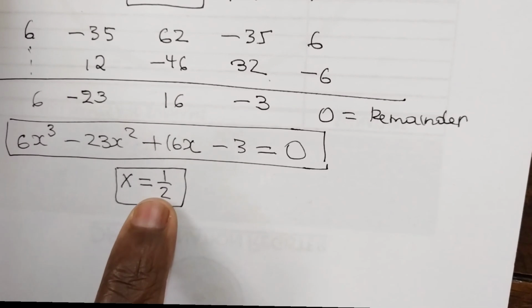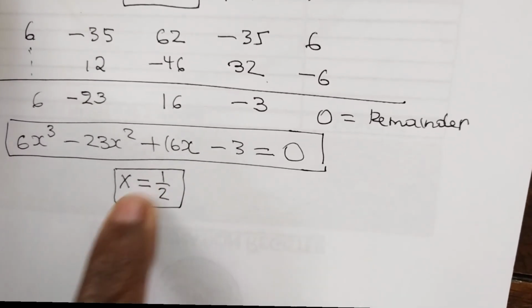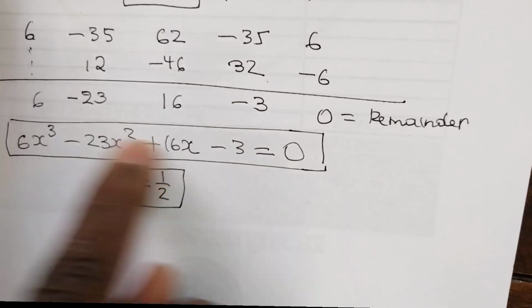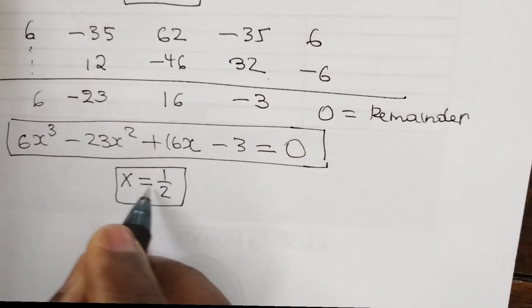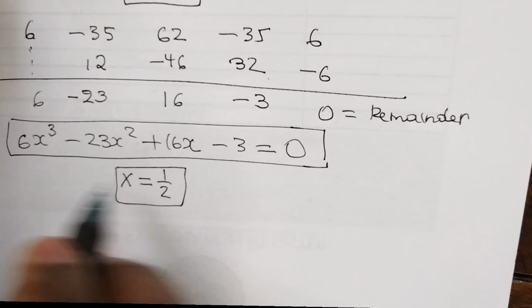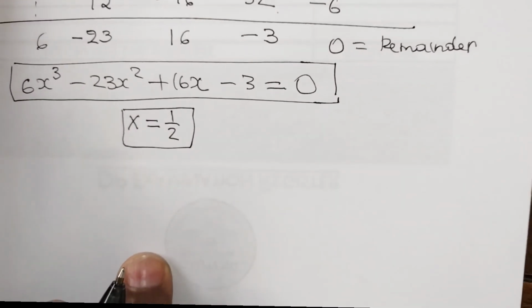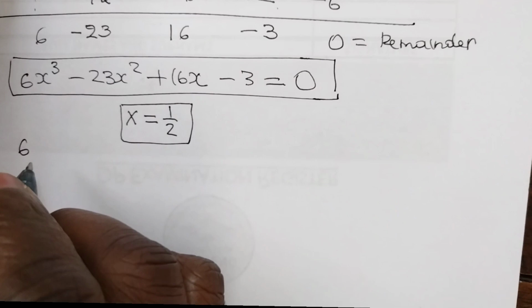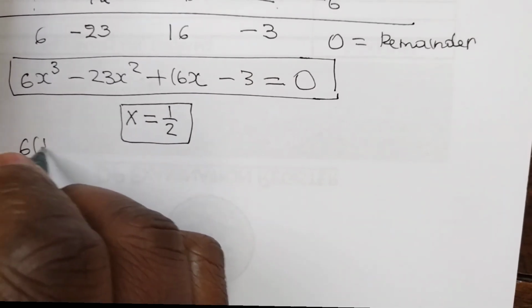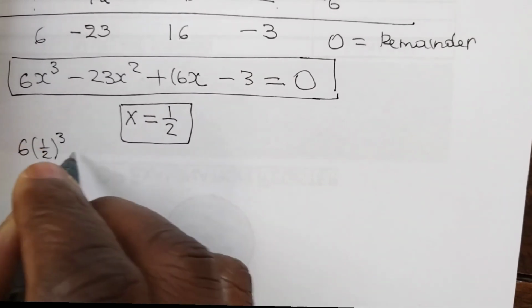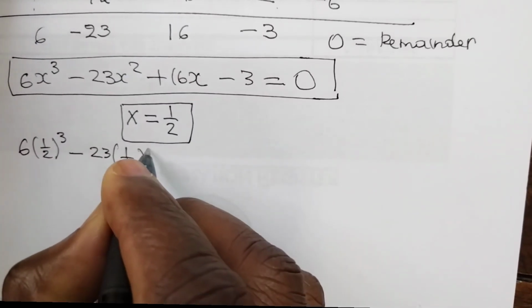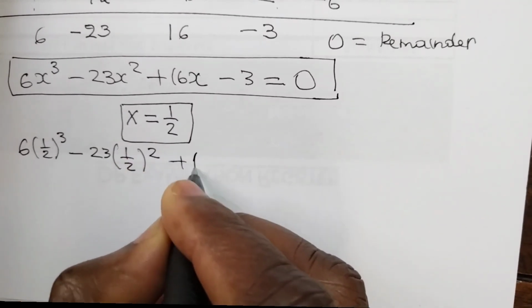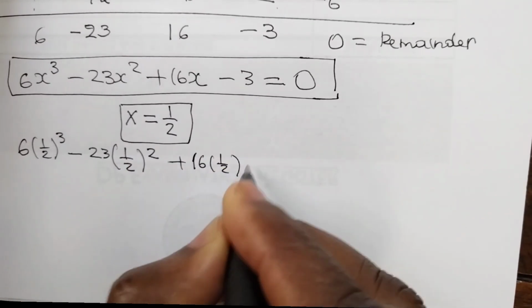So now, having this, ladies and gentlemen, check. If I replace x by 1 over 2 in this equation here, do we have 0? Let us do that. So we are going to have 6 into 1 all over 2 to the power 3 minus 23 into 1 over 2 to the power of 2 plus 16 into 1 over 2 minus 3.